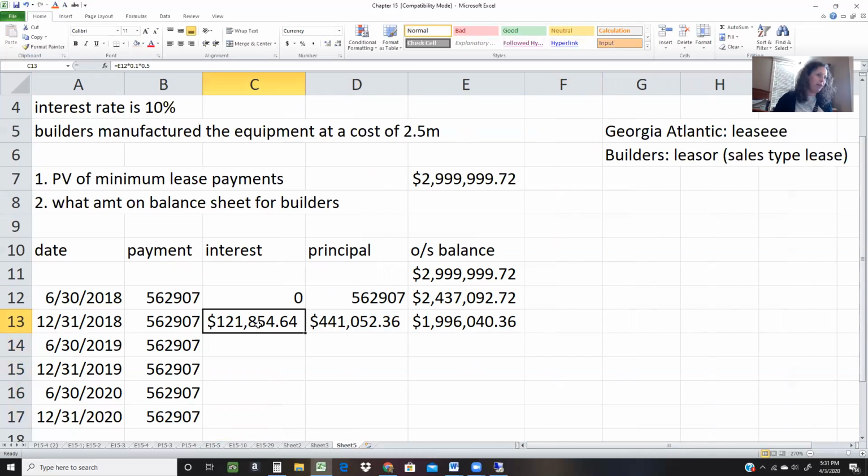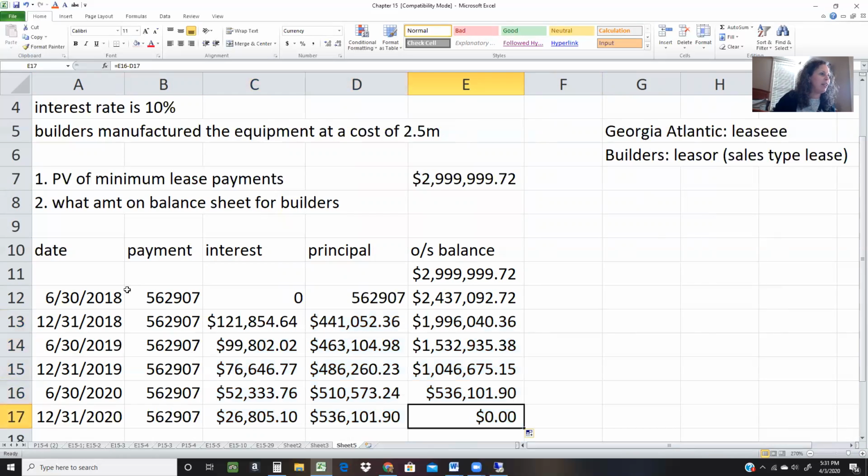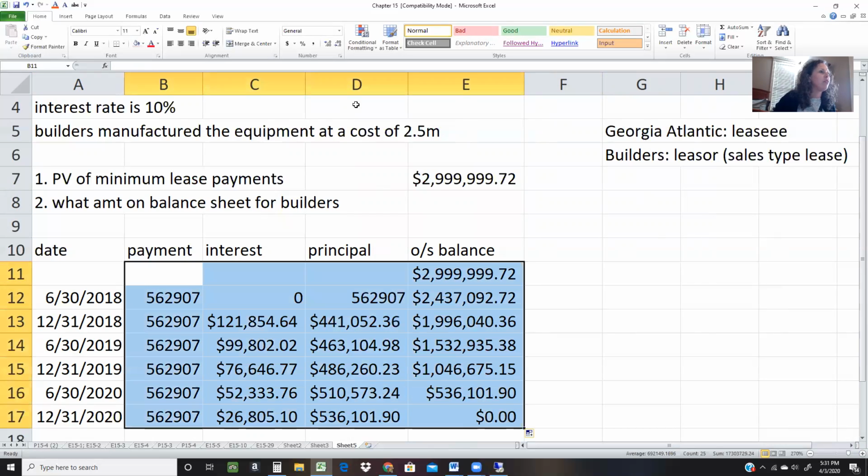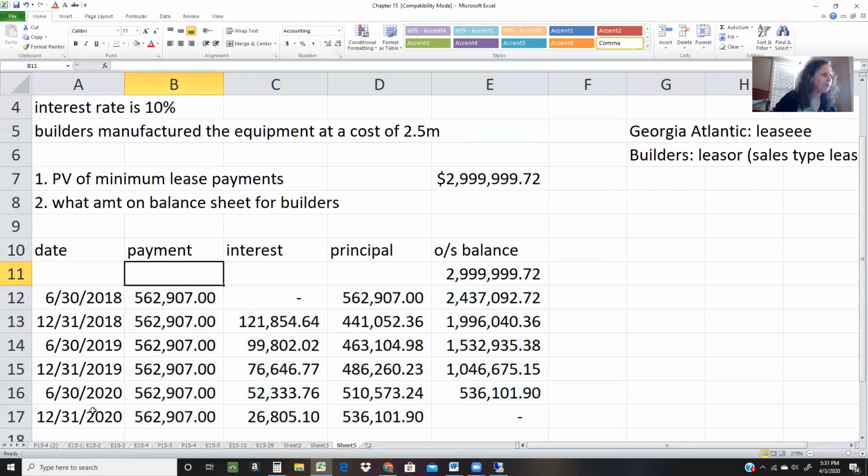So just to make sure we're okay: interest is based on the outstanding balance at 10% for half a year. Principal is the difference between your payment and your interest. Every payment you make, some is interest, some is principal, and then it knocks off the outstanding balance. So let's take those and drag down, hitting 0. I do want this to be prettier, so I'll hit the comma button.